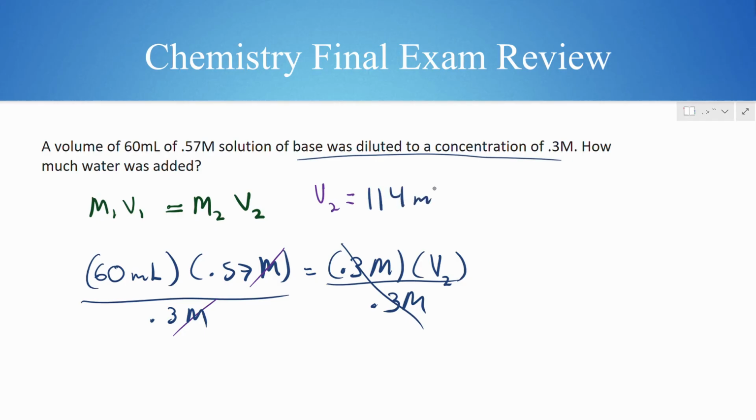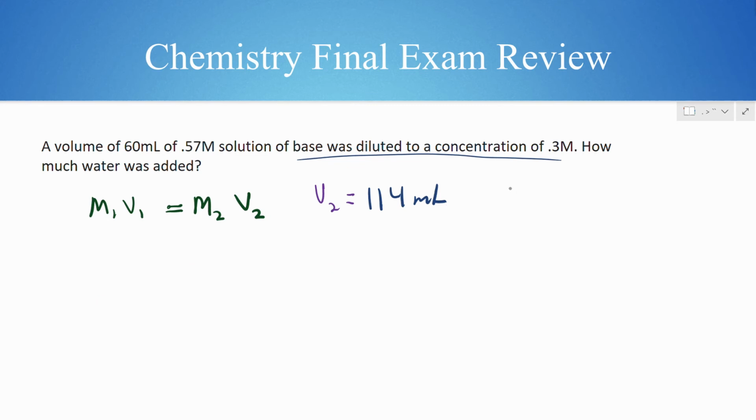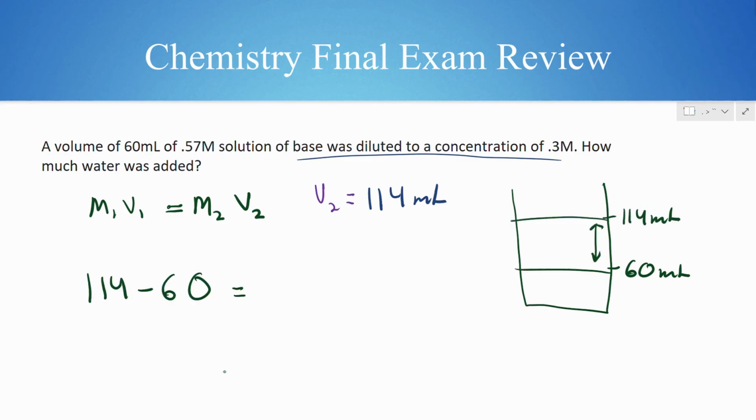And this makes sense because we diluted it, meaning we should have ended up with more volume because we added water. That's what you do in a dilution. So we have this, let's say, beaker. First it was at 60 mL, and then we diluted it and it went up to 114 mL. So how much water was added? That's going to be this difference in here, and this is 54 mL. So the first step here was to find the final volume, V2, and then to find the difference between the final and the initial volume, to find how much water was added.